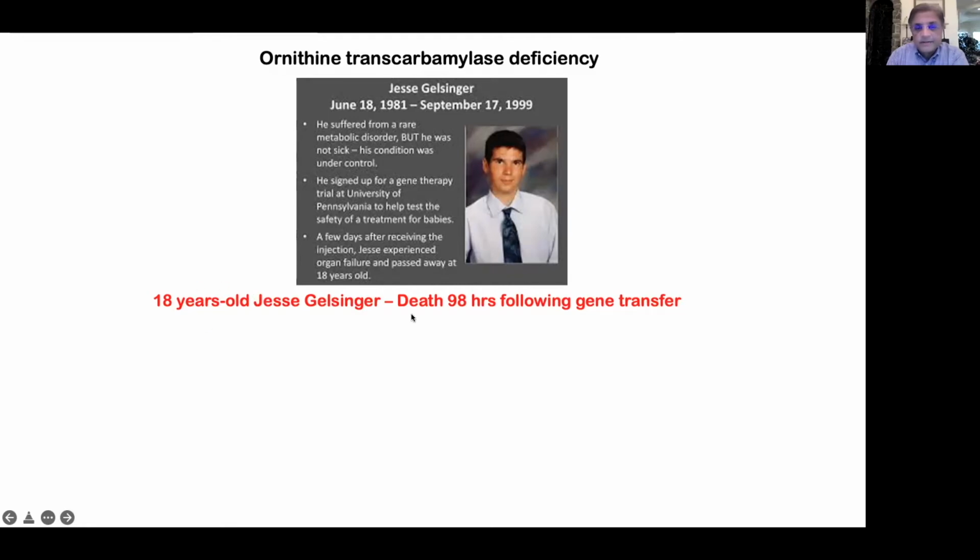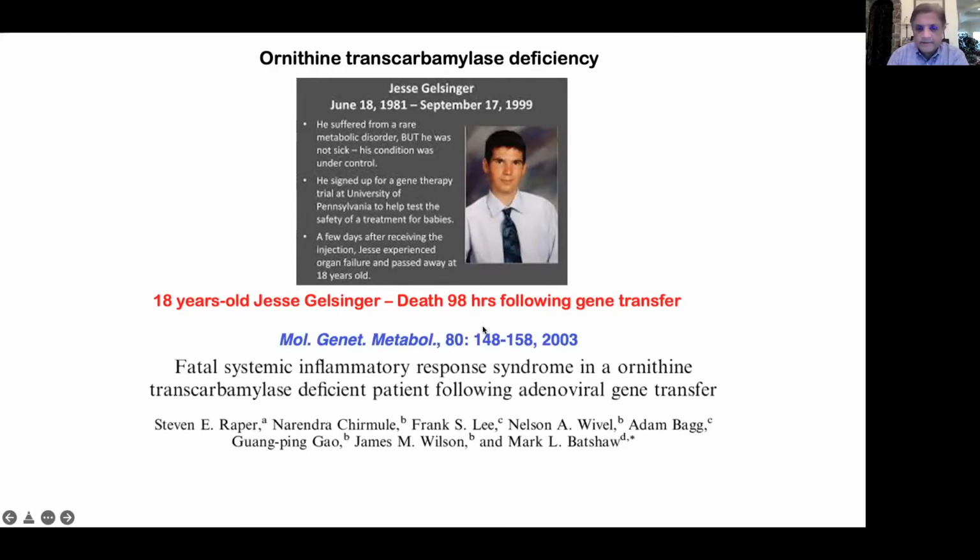And unfortunately for him, within 98 hours after being given the high dose of adenovirus vector carrying the therapeutic gene, there was a serious immune response to adenovirus vectors. His body swelled up like a balloon, the massive immune response, and basically all his organs shut down. And unfortunately, the first death in a gene therapy trial occurred in this trial at the University of Pennsylvania.